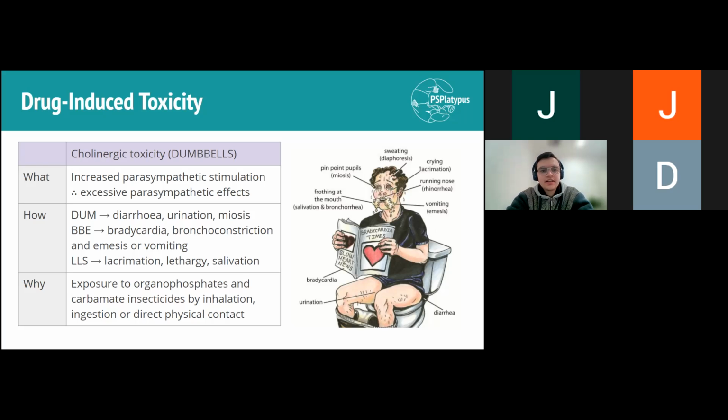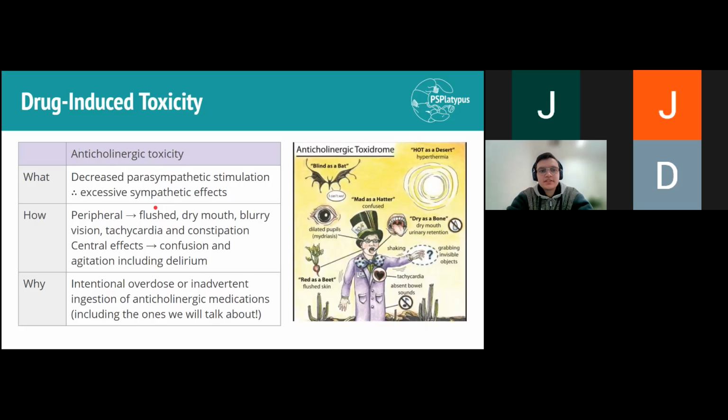So in an emergency setting, when you have someone presenting with all of these symptoms, you're automatically thinking, oh, they may have had some contact with some sort of poison, like an insecticide or an organophosphate. The opposite of this is anticholinergic toxicity. Typically this will be the medications that you administer. We'll talk about the medications later on.